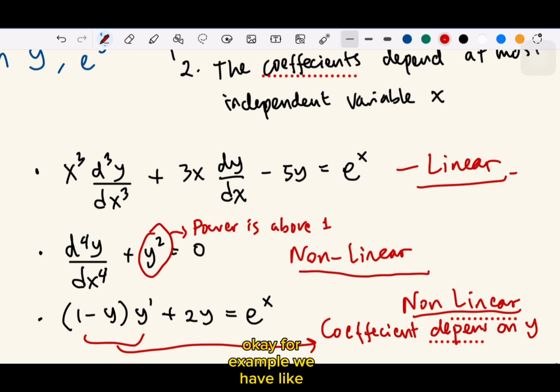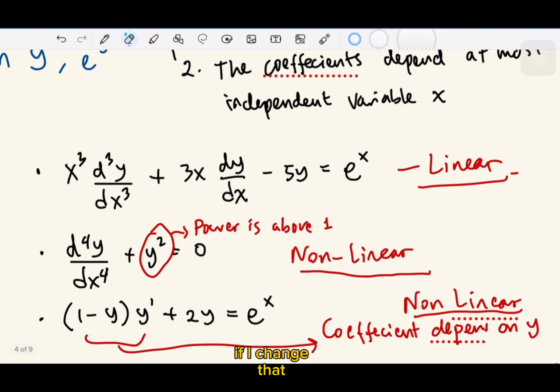For example, if we have one like this, or if I change this, we have other terms, maybe here, maybe change this to y like that. Is it still linear?